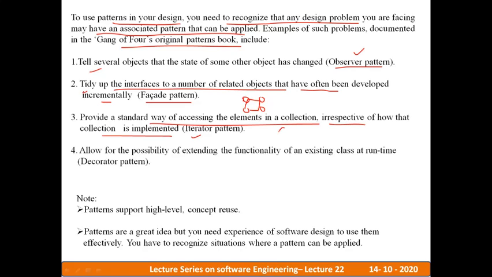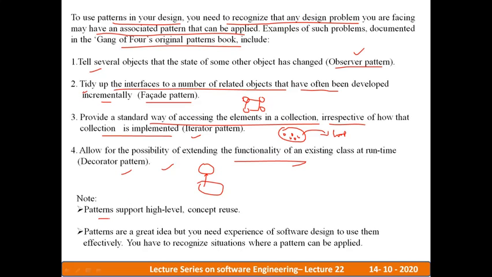iterator pattern. So we have a collection of objects, and using any looping, say a for loop or while loop, we can display the objects, their state, and their contents, using a looping strategy. That we call an iterator pattern. And next is to allow for the possibility of extending the functionality of an existing class at runtime, that is the decorator pattern. So there is one class and another class you want to extend. You can build up another class based on this. At runtime you are doing it. In that case we call it a decorator pattern.